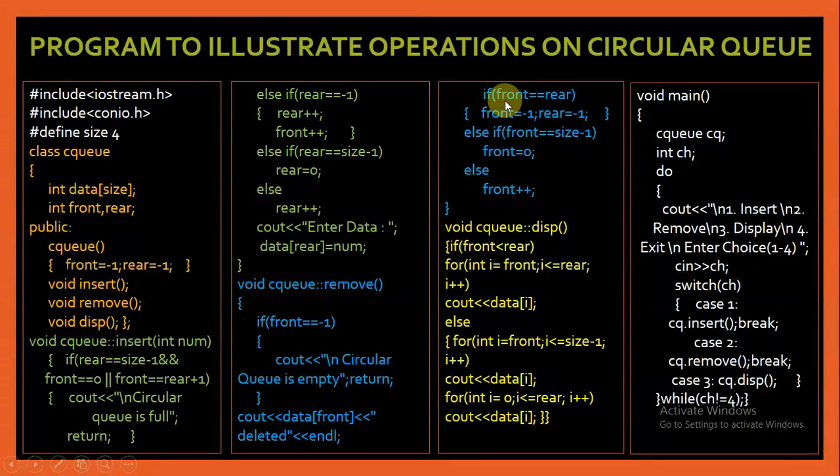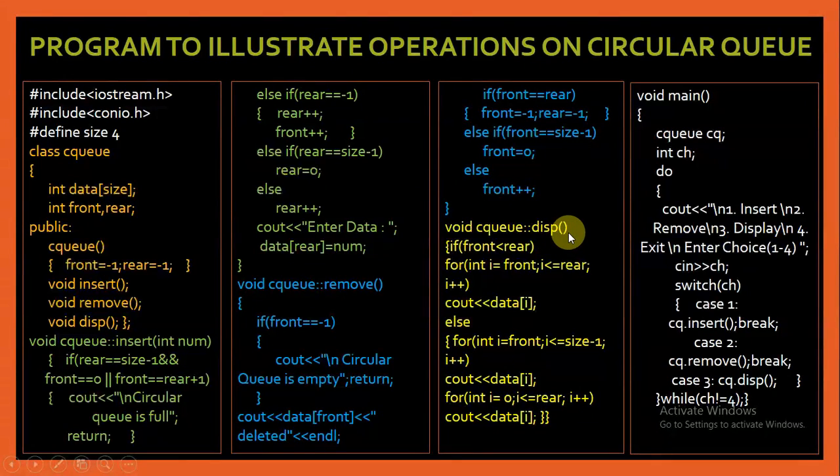Now I will check if front equals rear. It means there is only one element in the queue. Then deletion of this element will make both front equal to -1 and rear equal to -1. Otherwise, if there is more than one element, then in that case, I will check if front equal to size -1. That is, if my front reaches the end of the queue, then I will make front equal to 0. And otherwise, I will simply increment front by 1. Now let us come to the display operation.